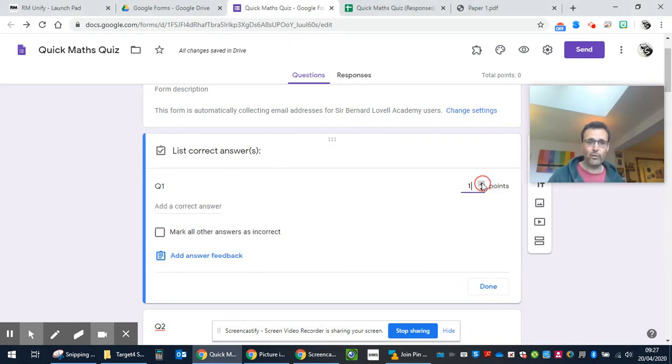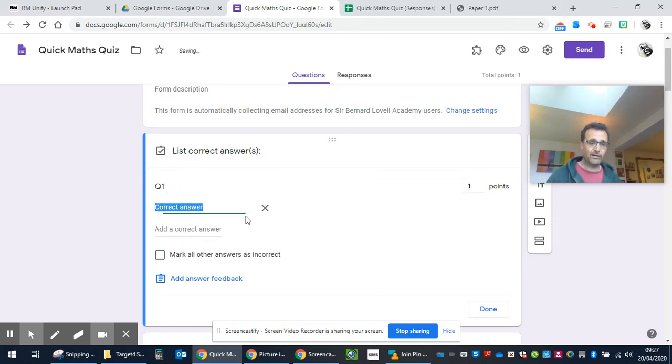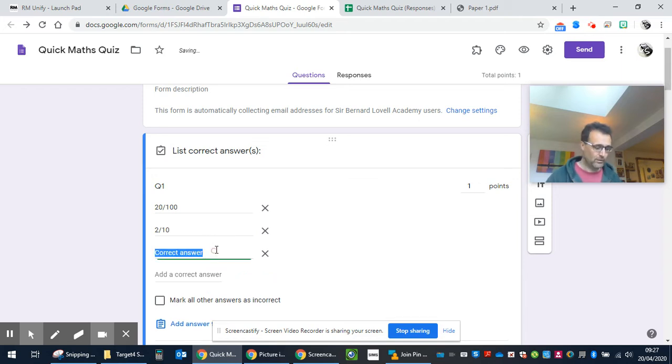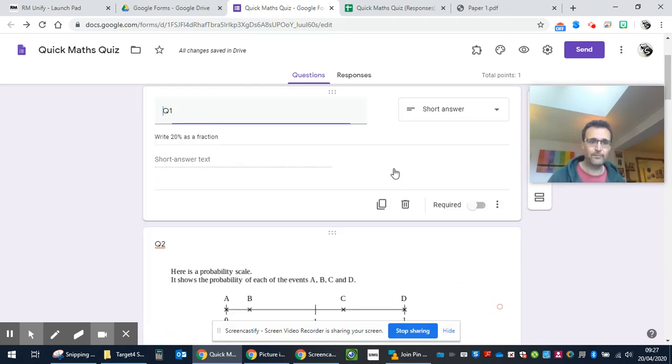It's going to be worth 1 point. And what I need to do is remind myself what the question is: write 20% as a fraction. So add a correct answer. 20% as a fraction is 20 out of 100. That's the easiest correct answer. On the other hand, they might have simplified it to 2/10 or even 1/5, and any of those is now marked as a correct answer, and I'm going to say anything else is incorrect. It is possible they'll have written 200 out of 1,000, also valid, but I'm going to assume that's very, very unlikely. If anybody does, I'll worry about that later, and done.